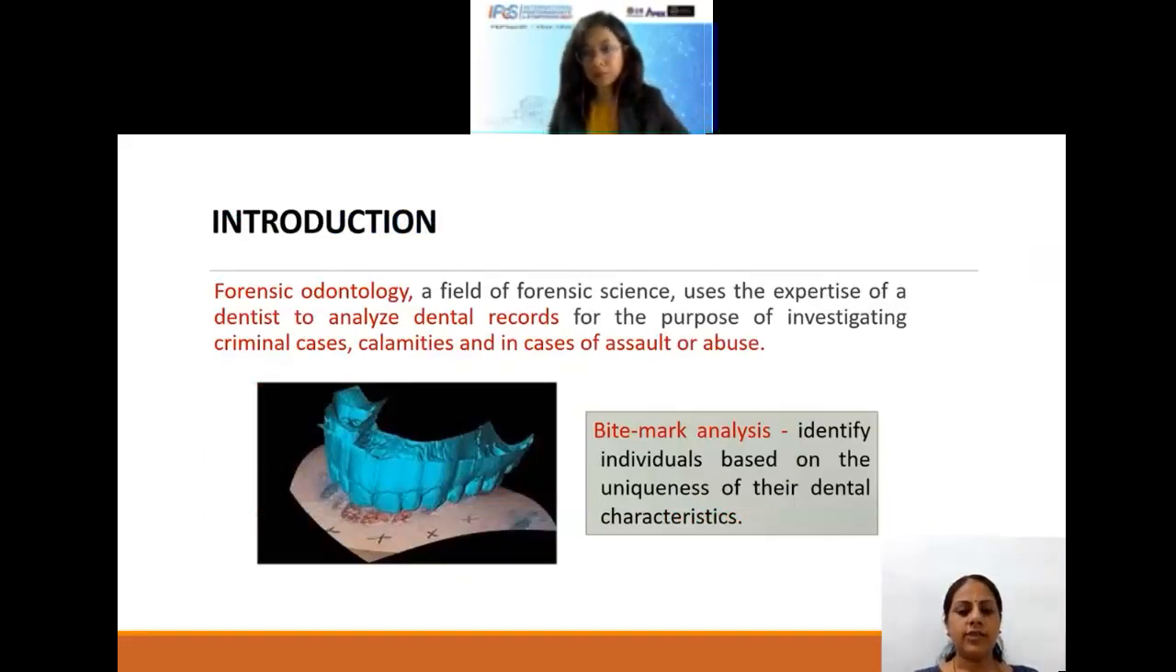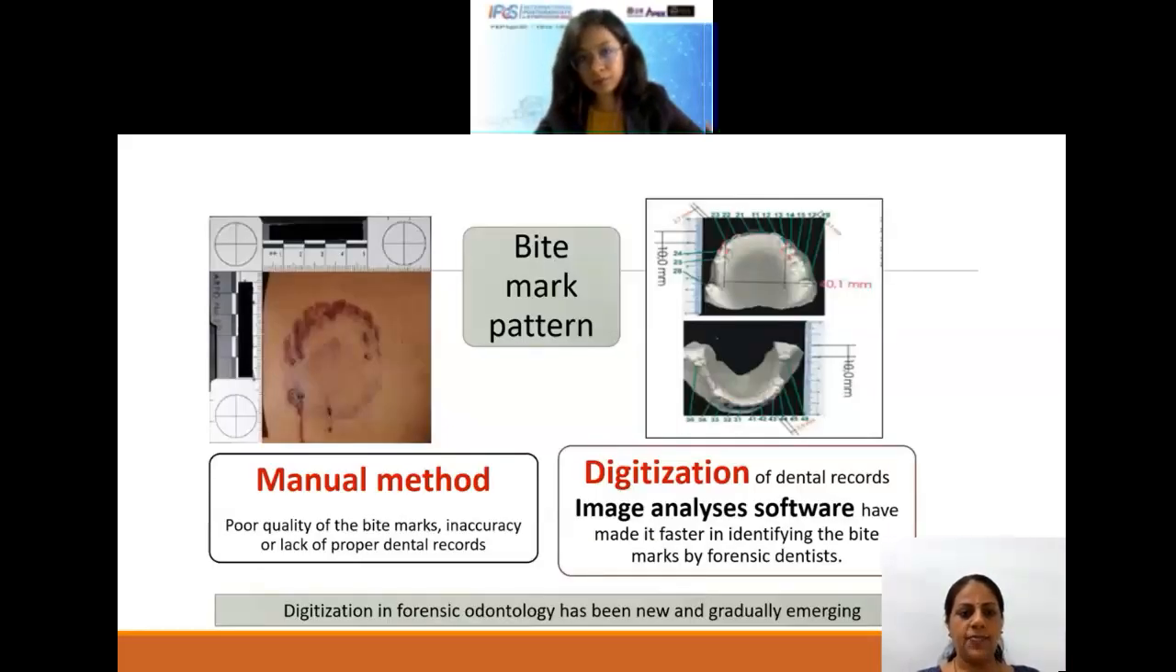Forensic odontology is a field of forensic science which utilizes the expertise of a dentist to analyze dental records for the purpose of investigating criminal cases, calamities, or sexual abuse. Bite mark analysis is one such field, used to identify individuals based on the uniqueness of their dental characteristics. This bite mark pattern can be analyzed either by manual or digital methods.